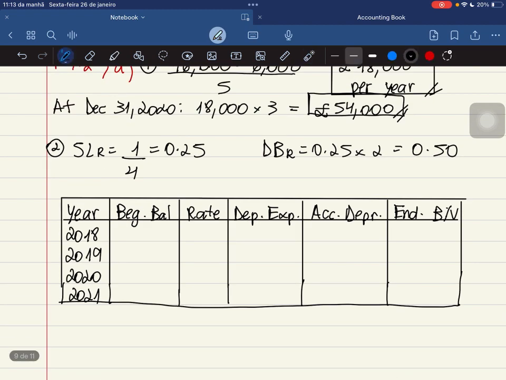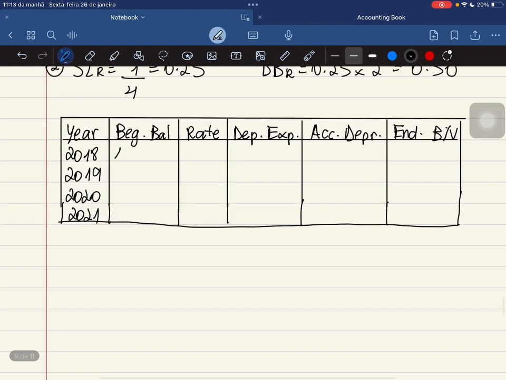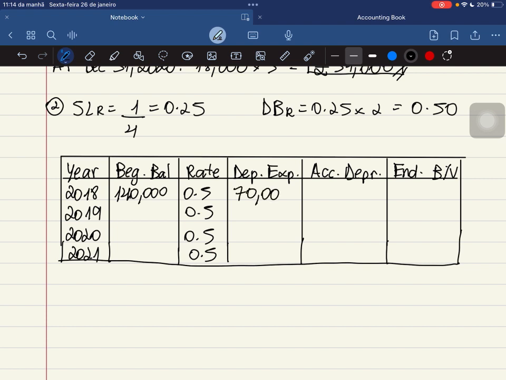So the beginning balance is always going to be the cost that you paid in order to acquire this asset. Here we paid 140,000. So this is going to be my beginning balance. The rate is not going to change, so I'm just going to go ahead and put 0.5 for all of the years. For depreciation expense, we just have to multiply that by the rate, and we get 70,000. The accumulated depreciation, until now we just have one, so you can just repeat the number. The ending balance is going to be the beginning balance minus the depreciation expense of that year, because we want to know the ending book value of 2018.